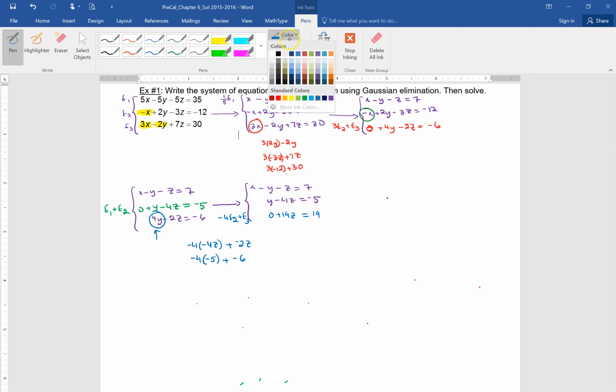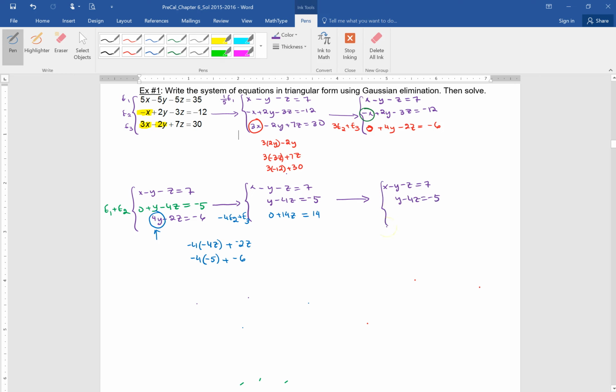Now, look at row 1. That's fine because now I have to make sure that in each row, the first coefficient is a 1. Here you have 1x, so that's good. I just copy that over. In the second row, that's fine as well because the first coefficient is a 1. Well, what about in the third row? I have 14z equals 14. What do I have to do? Divide by 14. So I say 1 over 14 times equation 3 gives me z equals 1.